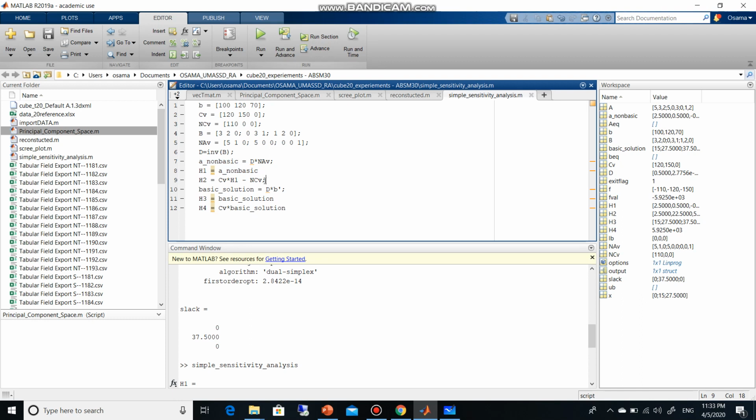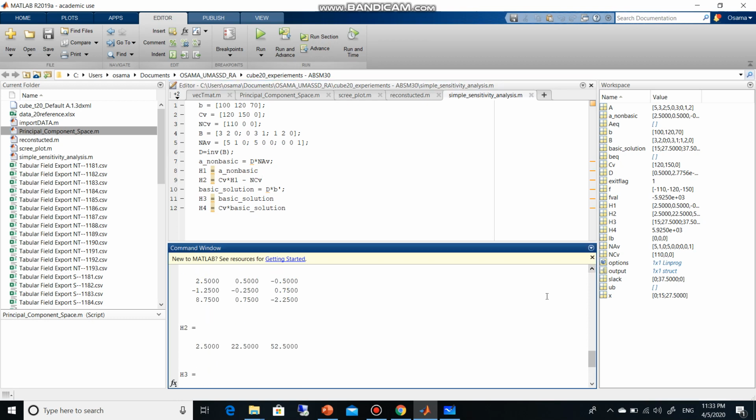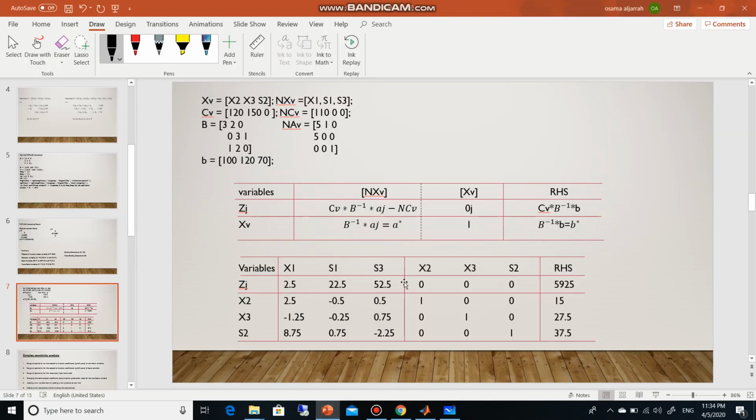Because I have put this dot, it will not show H2. So let's run it again without it. So H2 basically is in this line, so you can take it and put it over here. So we know X3 and X2 and S2 are the optimal. So basically we don't need to have any solutions. So the optimality condition will be 0.